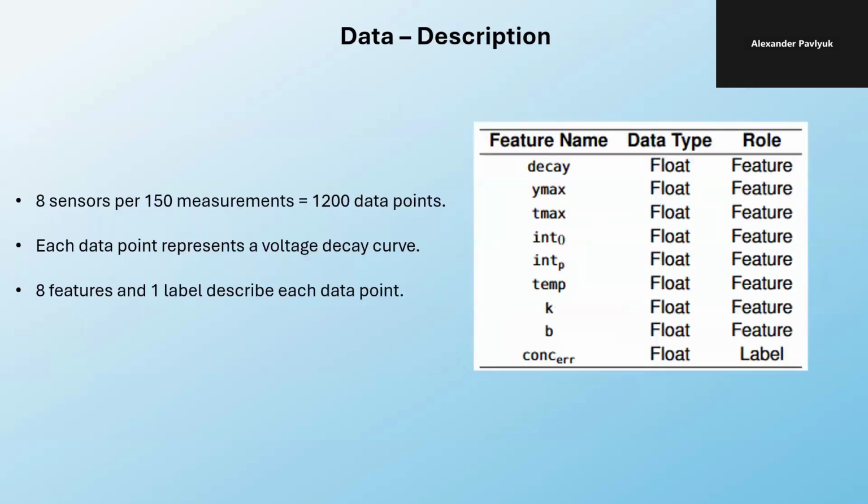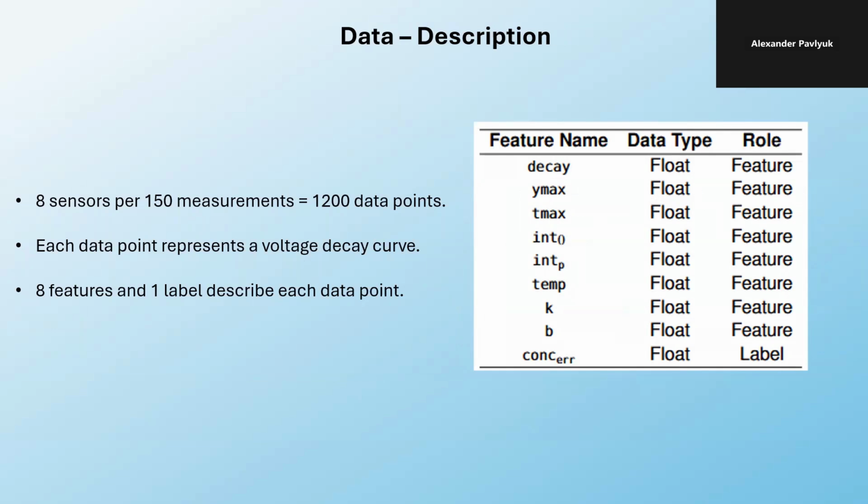The data set was collected for 8 different sensors for 3 concentrations, 50 measurements each. Therefore, that results in 1,200 data points. Each data point represents a voltage decay curve. Each data point can be described by 8 features and 1 label.